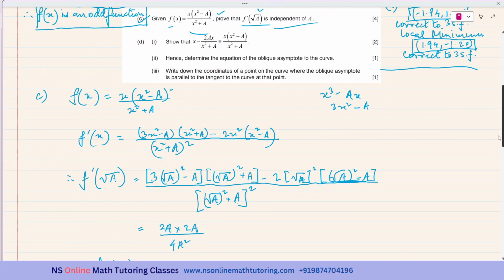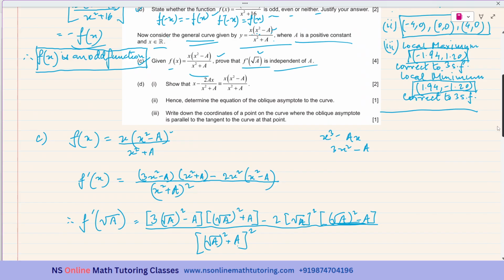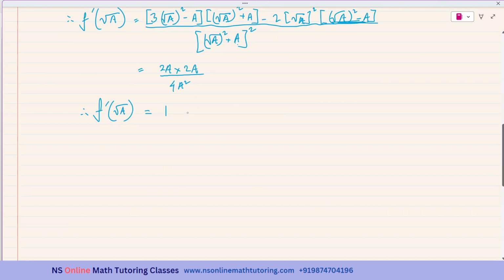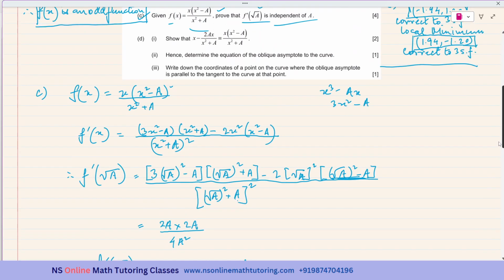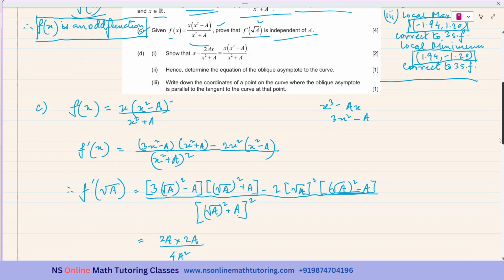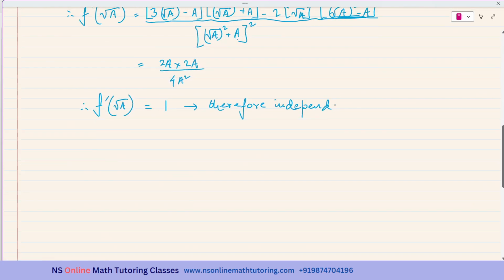Okay. It is independent of a. Therefore, independent of a. Shown, or proof. Okay.